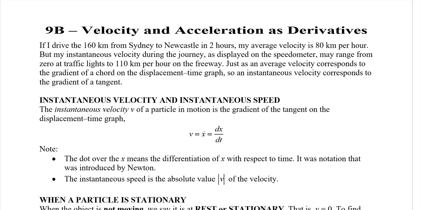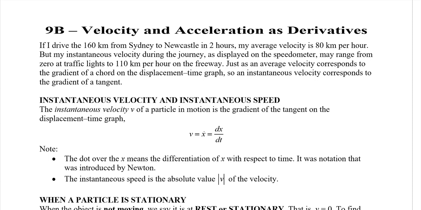All right, so 9B is focusing on velocity and acceleration as derivatives. I hinted in A that when we were finding these average velocities, that it was a gradient, the slope of the line. And we know how to find gradients using derivatives. So we're going to spend a lot of time using that. So there's a little example here at the beginning.